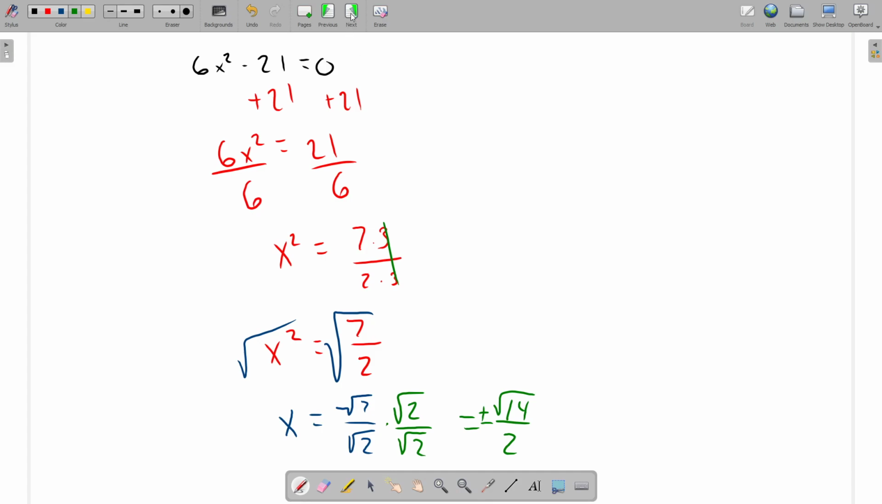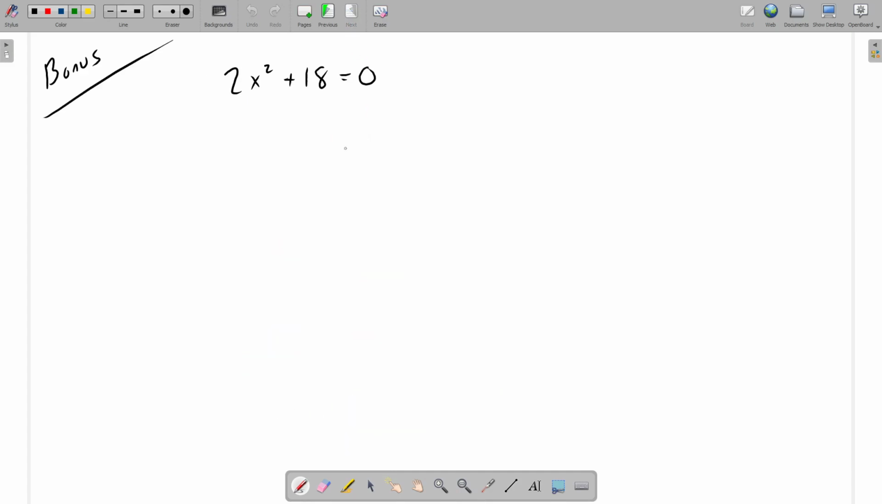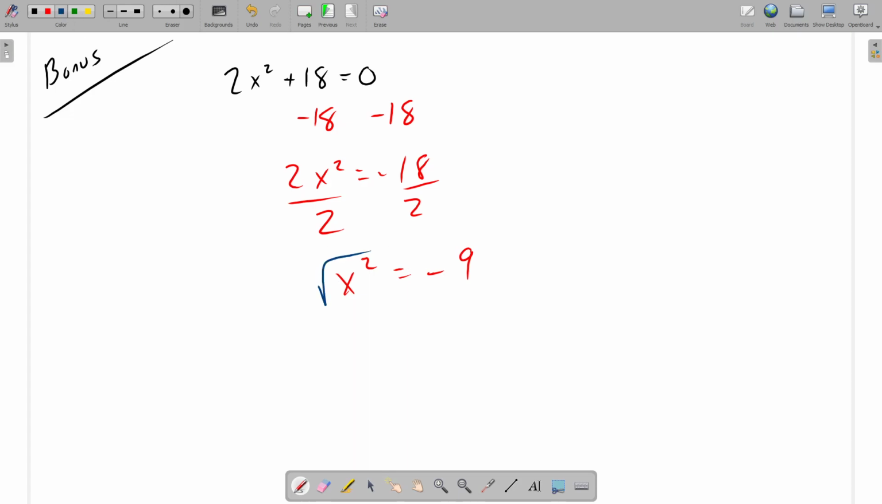And I do have one final example, a bonus example, if you will. It'll take just a second. Following the same process, minus 18 from both sides. Divide both sides by 2. And then if I take the square root of both sides, you might be quick to assume, because I see a 9 here, that it's going to be this plus or minus 3. However, it is a negative 9.